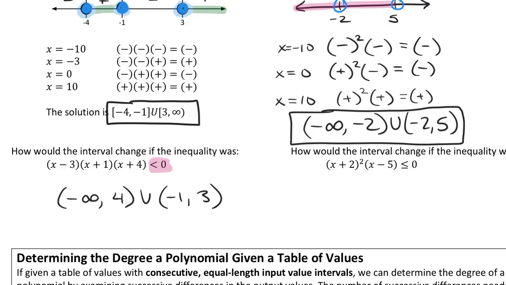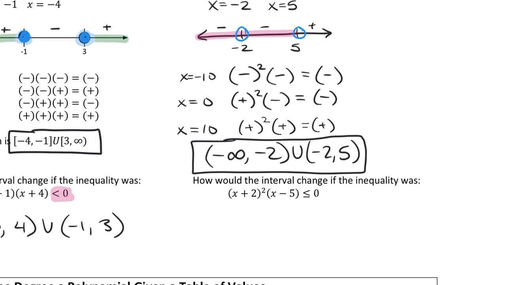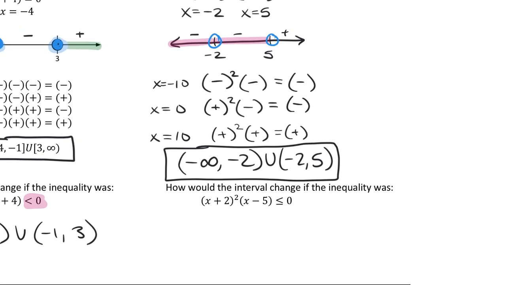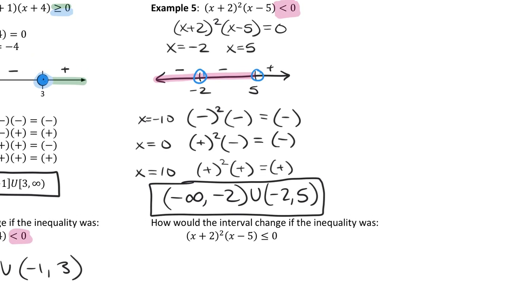Okay, so let's apply that to this next one. How would our second question change if the inequality didn't flip the inequality sign? It still says less than, but it says less than or equal to. While I answer the door, I want y'all to try this one. How would you rewrite it if it says less than or equal to instead of just less than?